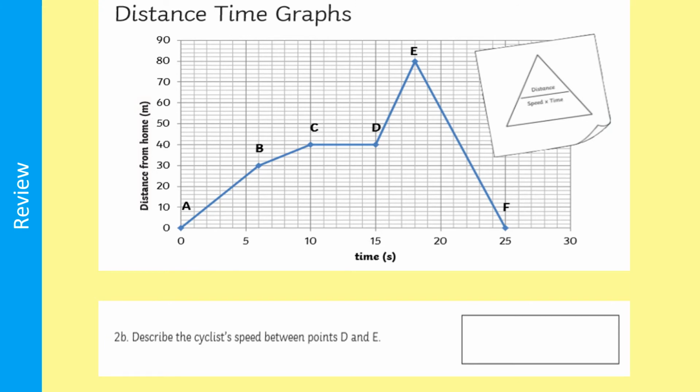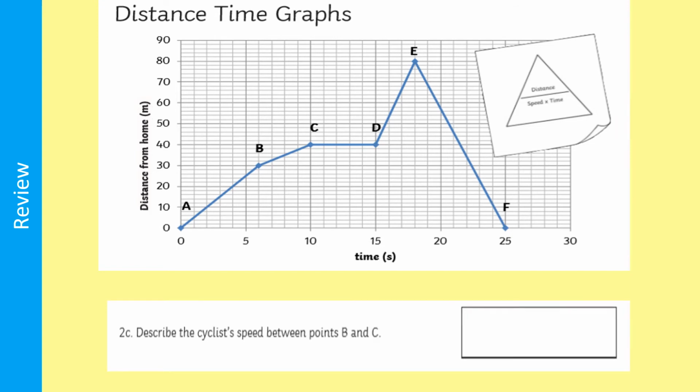Part 2b, describe the cyclist speed between points D and E. Well, D is here and E is here. There's a gradient, a slope between those 2 points. So the cyclist is traveling. That's the first thing you can work out. But the second thing you can work out is that this is the steepest line on the journey. So you could say that the cyclist is moving quickly.